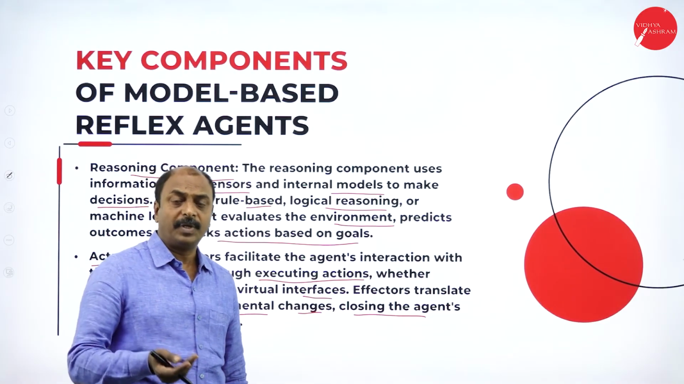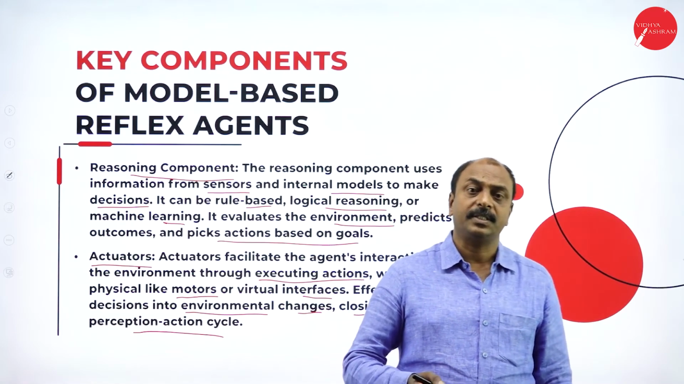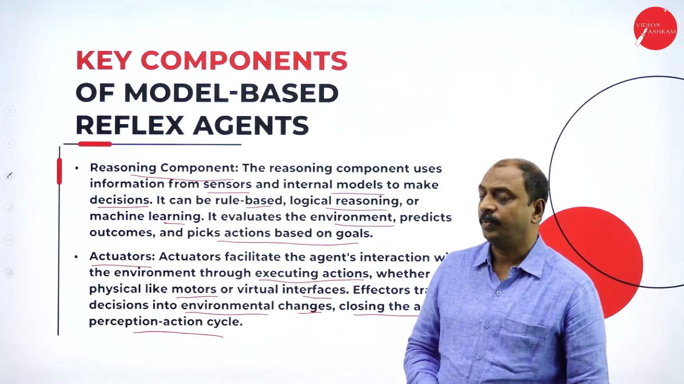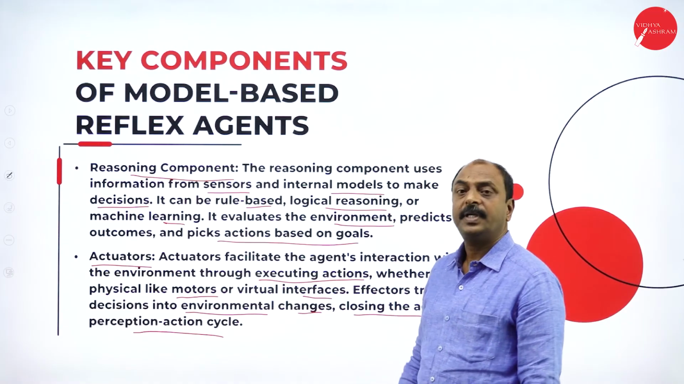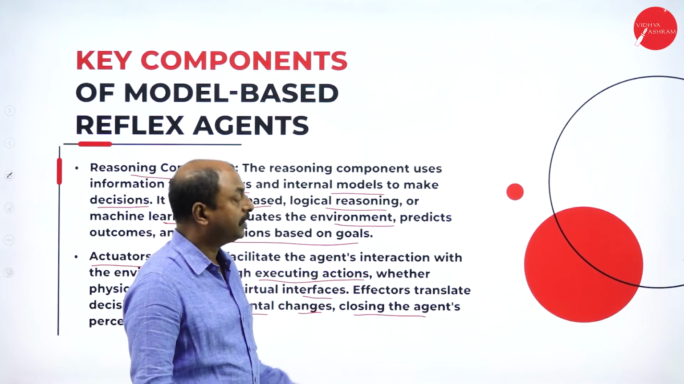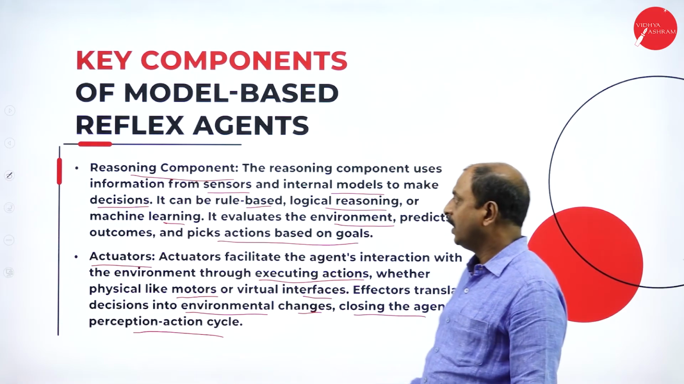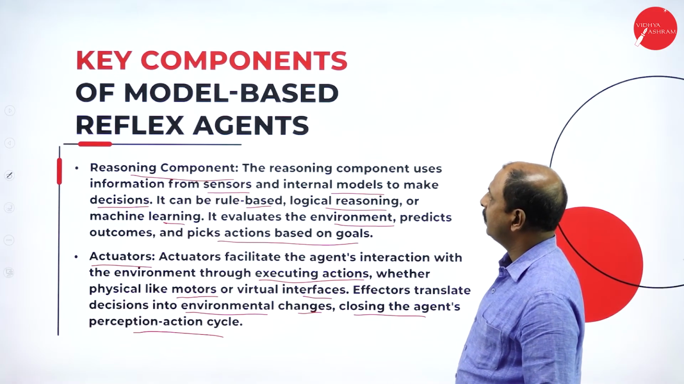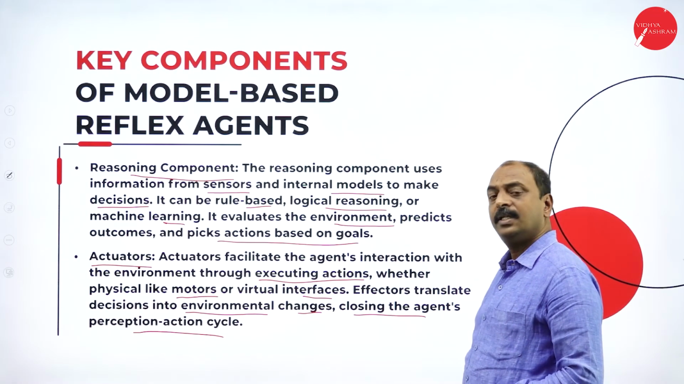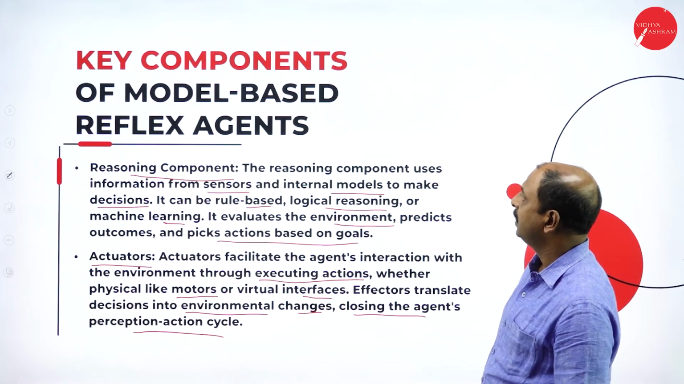So any decision and action takes place based on the decisions in the AI agent. Based on that agent decision, it performs the actions and it will be effective in the environment, or the action will result in the environment. So these are the components of an AI system, that is, in a model-based reflex agent.